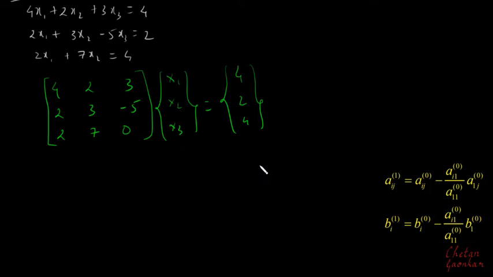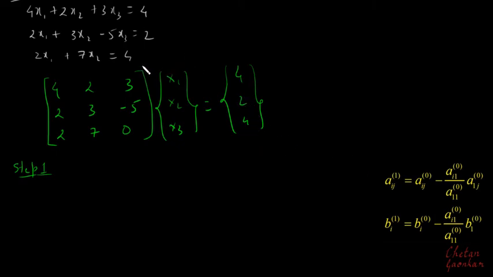So let us first see how to use this formula. Our step one will be to eliminate these two terms which are below the first diagonal element. So we will try to make these two terms 0 in step 1. Here I will be using the formula, and simultaneously we will also be working on this b element.